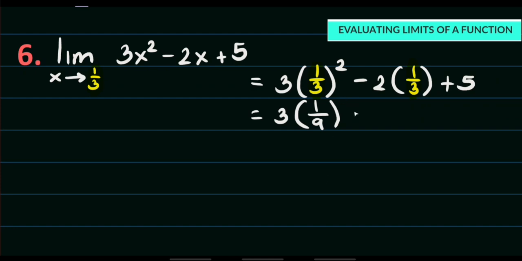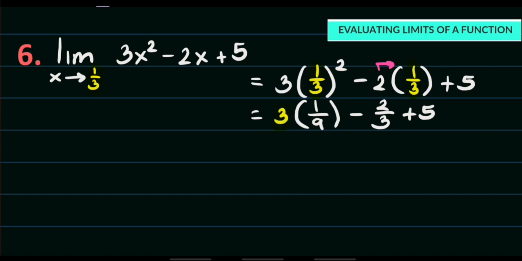Minus, so pwede na natin siyang simplify. 2 times 1 all over 3. So multiply the whole number and the given numerator. 2 times 1 is 2. And then copy the denominator 3. And then copy the remaining term, plus 5. Next, this time, pwede na natin i-multiply si 3 sa ating given fraction.